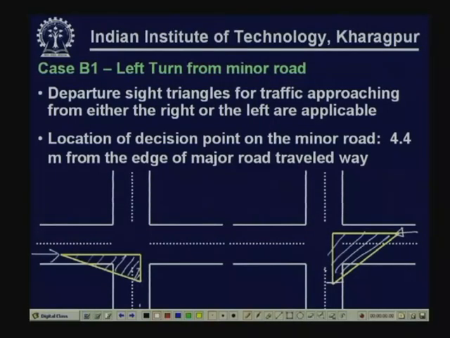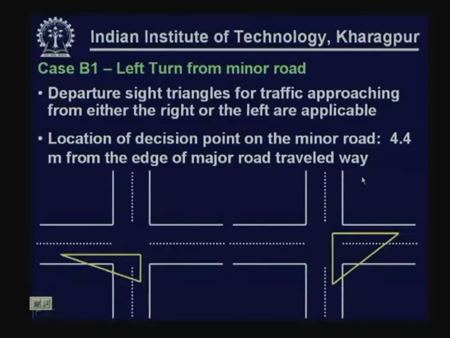and location of the decision point on the minor road should be decided now. So, there are 2 cases, a vehicle, considering a vehicle from the left side, which is this case, and the other case is a vehicle from the right side. So, this is that case. Okay. Now, location of decision point on the minor road, as per AASHTO, it is 4.4 meter from the edge of major road travelled way. That means, essentially this is the distance what we are calling as 4.4 meter, okay, from the edge of the travelled way. Now, how this 4.4 meter is taken? Let us again try to understand the basis.